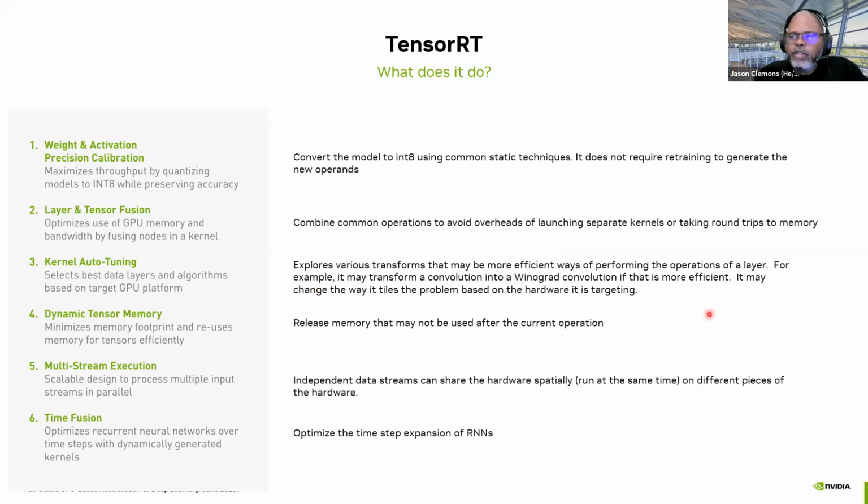The kernel auto-tuning finds more efficient ways to perform a layer. If you use cuDNN, sometimes you'll see it take a convolution layer and turn it into a Winograd transform. Turns out, depending on the size of your kernel, a Winograd transform is a more efficient way to do convolution. As I said, it's going to release memory so you take up less space. You can share the data a little bit better with streams. The time fusion is for when we're dynamically doing time steps, like on RNNs.